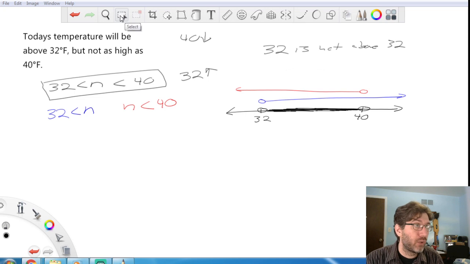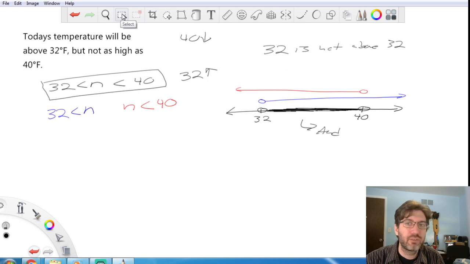Those were both AND problems. So when it comes to AND problems, your graph tends to look like this. This is what an AND problem is going to be. You're going to get overlapping areas, and you want what's in between them because it meets both cases.